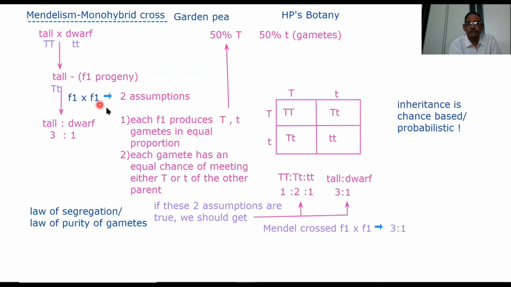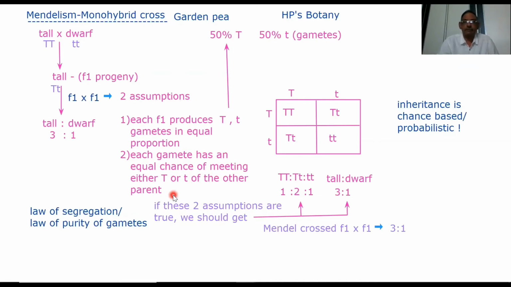Mendel made two assumptions in making an F1 into F1 cross, or F1 self-pollination. One assumption is that each F1 parent produces capital T and small t gametes in equal proportion. The second assumption is that each gamete has an equal chance of meeting either capital T or small t of the other parent, which means there is no interference of a third party. The formation of gametes is a chance-based event.